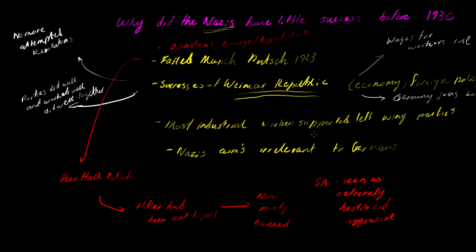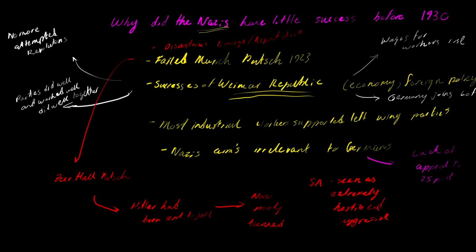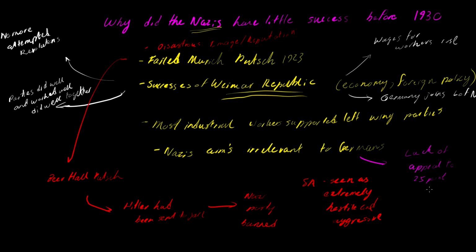Most industrial workers, again, supported left-wing parties, so the election results showed little support. And there was a lack of appeal of the Nazis' 25-point program, as most aims were irrelevant to Germans. Anti-Semitism wasn't really a concern. Germans weren't really concerned with anti-Semitism. They just wanted money. They just wanted a job. They just wanted everyone to get along.